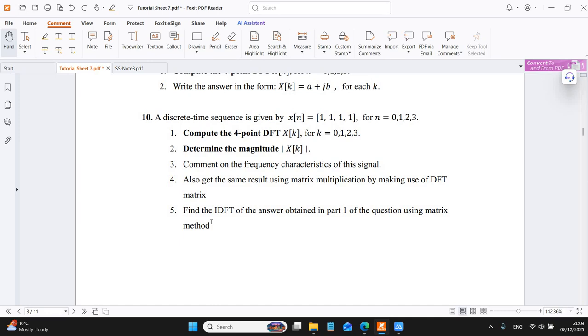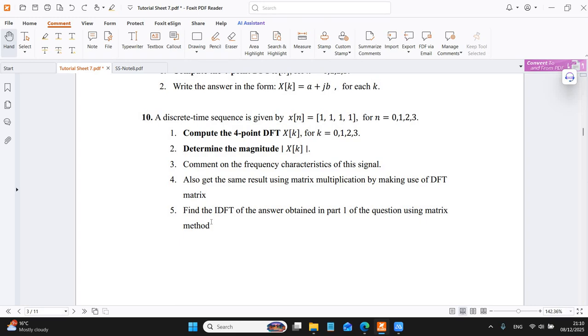One is, let's say, a, and the second one is b. So the magnitude of x of k is nothing but the root of a square plus b square. Okay, that you can calculate. This is the magnitude of x of k. So this is how you have to write.